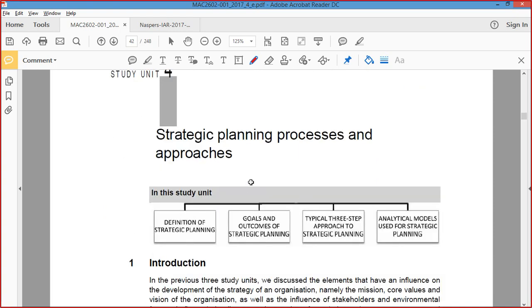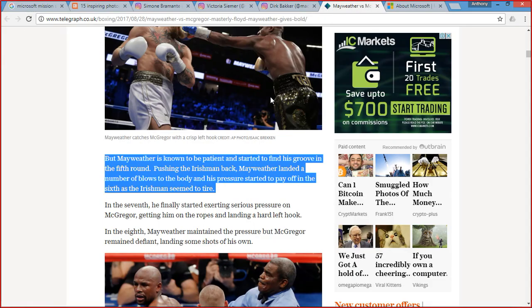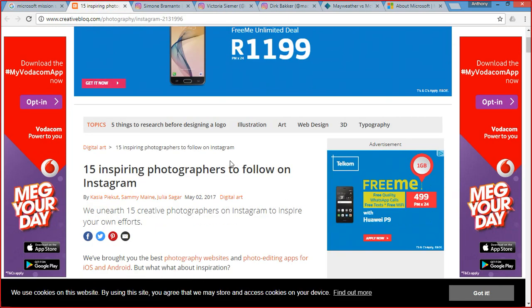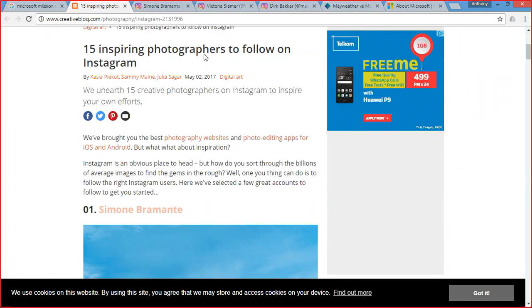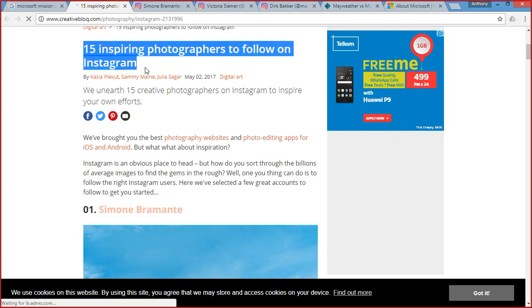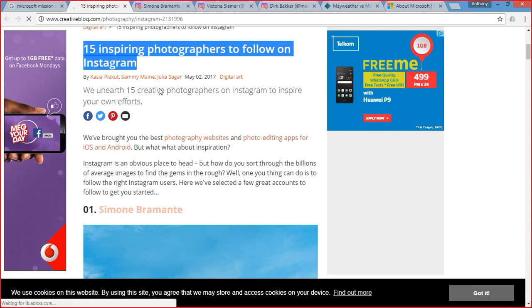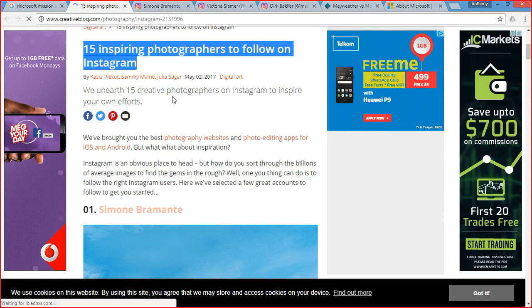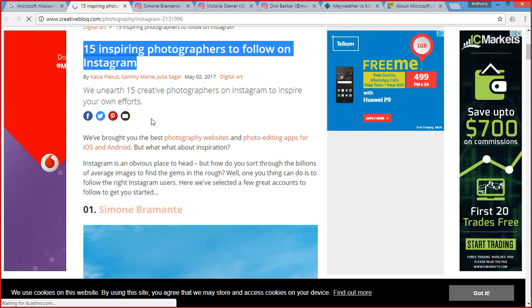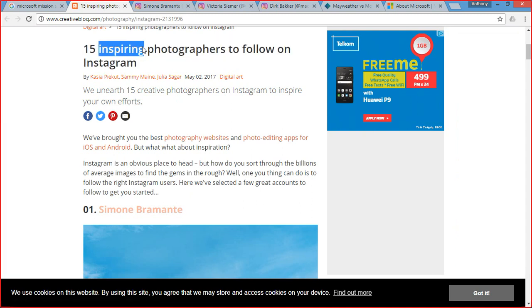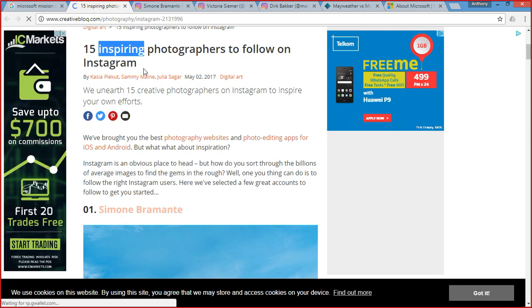Let's have a look at the example. So before I look at the processes, that's the last thing that we need to discuss this week. I want to show you the examples here. So basically what I did is I was searching for 15 inspiring photographers to follow on Instagram. Obviously you're a photographer, so I want to see what your view is on these factors, external or internal, influencing these photographers. Inspiring meaning they're actually influencing the work of other photographers.